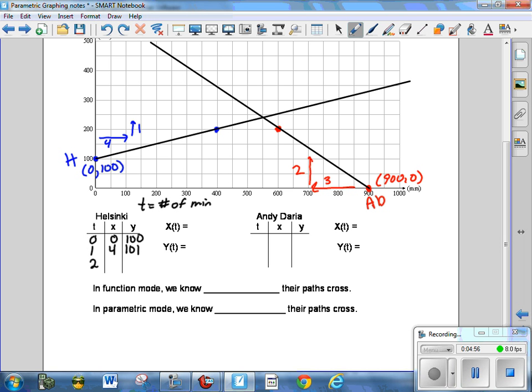2 minutes later, now, from the initial time, it would be 8 millimeters in the x direction and 102 in the y direction. And just looking at that pattern, how could we write an equation for x as a function of t?